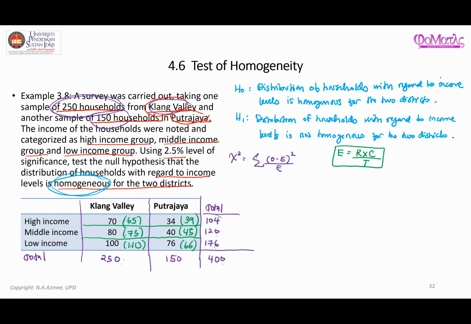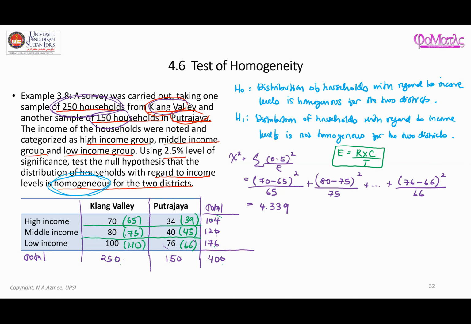So these are the expected values, and we're just going to apply them right into this formula here. The first one here, we have 70 minus 65, squared over 65, plus the next one, which is 80 minus 75, squared over 75. Keep on doing it until the very last cell. For example, the last value is going to be 76 minus 66, squared over 66. And so the final answer is going to be 4.339. So that is the statistical test, or the test statistic.